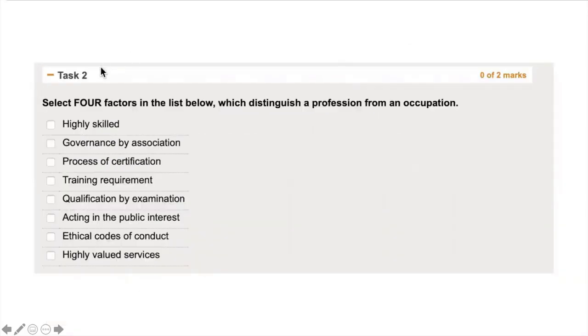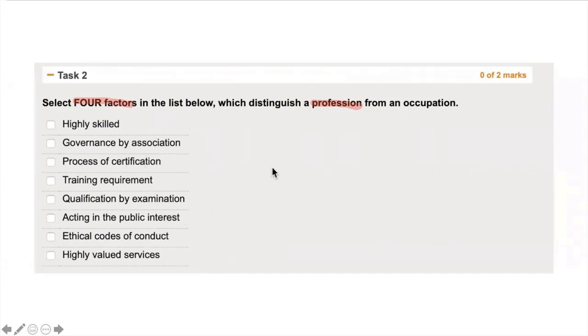So let's move to task 2 of question 51. Select 4 factors in the list below which distinguish a profession from an occupation. So I know your first question would be, what is a profession? Well, a profession is a group of individuals that are disciplined because they follow a code of ethics, and the group positions itself as possessing special knowledge, like accountants do. You have to have special knowledge.